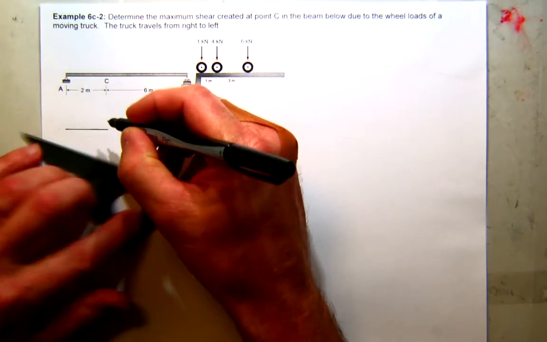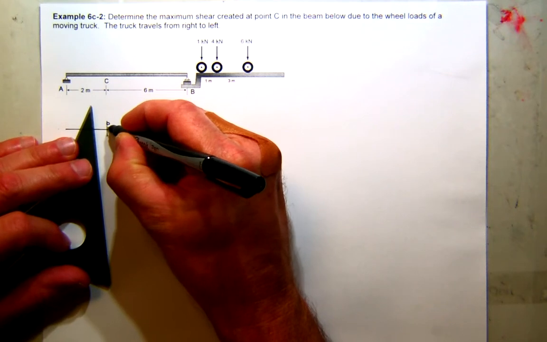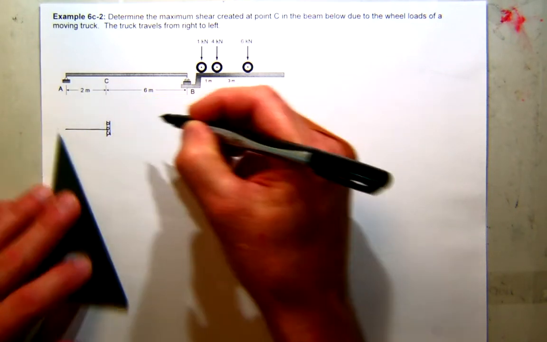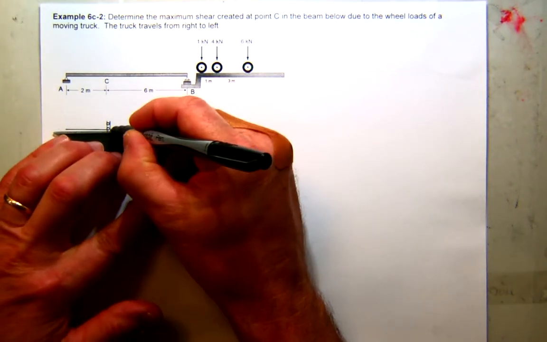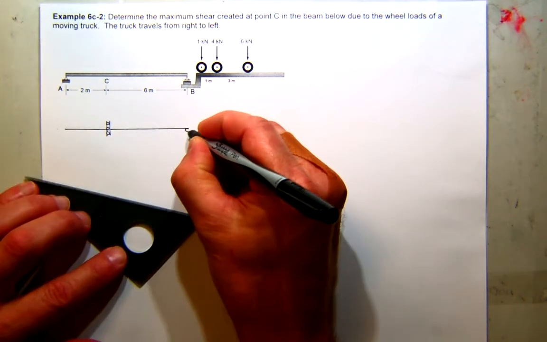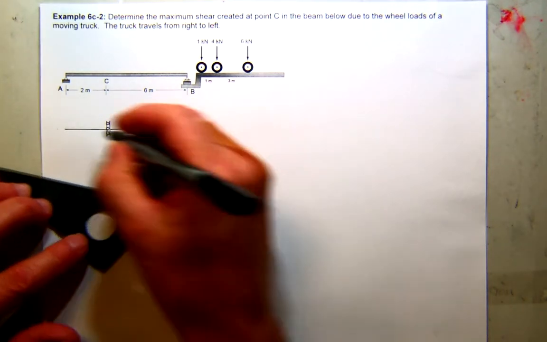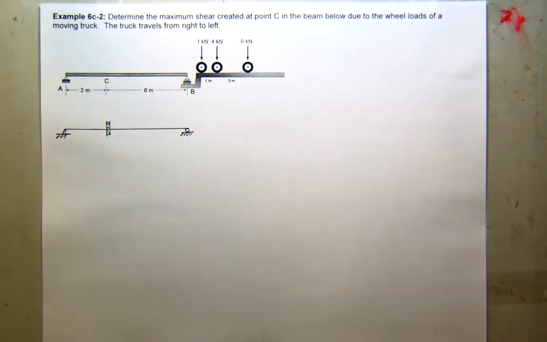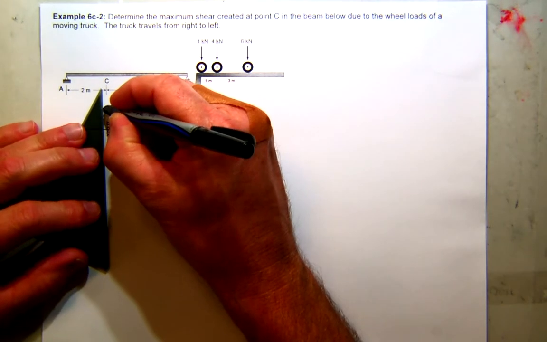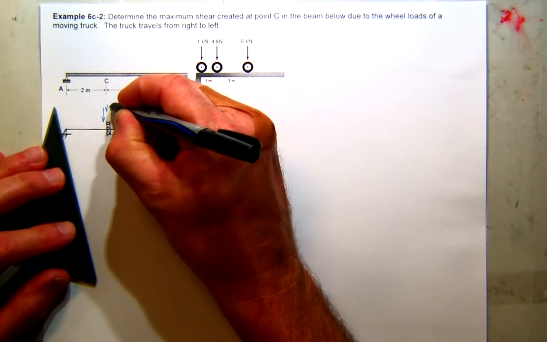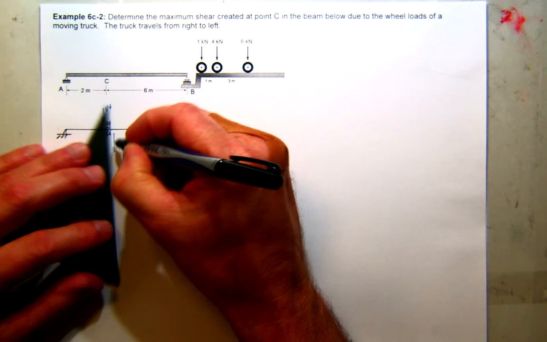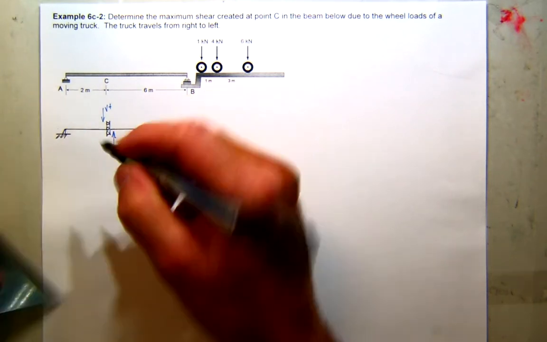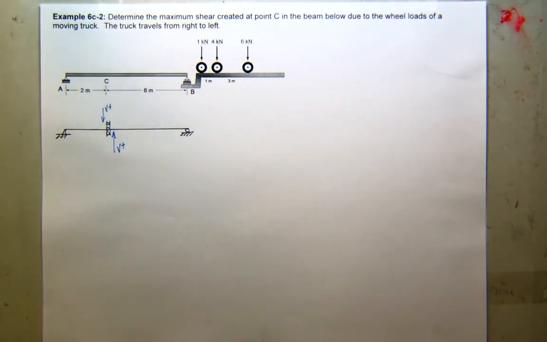So I'm going to come to C, and I'm going to imagine this shearless connector. I've still got my roller at B and a pin at A. And I'm going to put a positive shear on the left side and positive shear on the right side. So let's see how this structure is going to move.